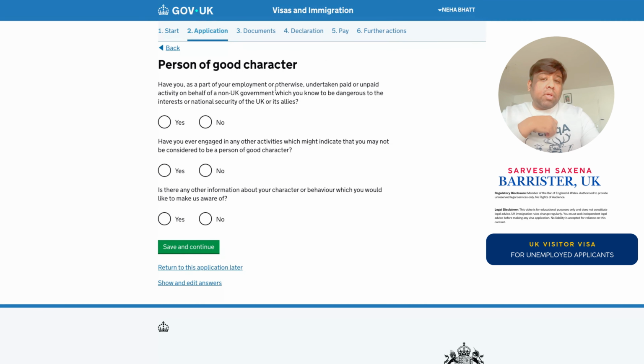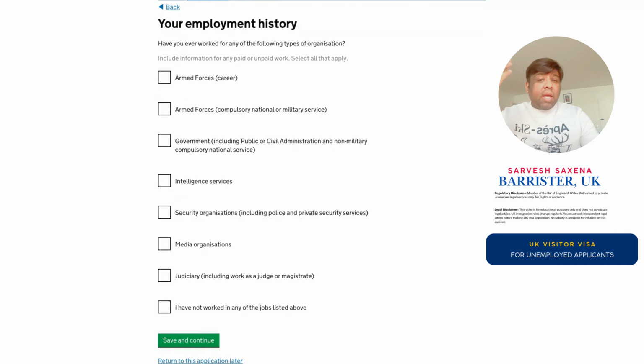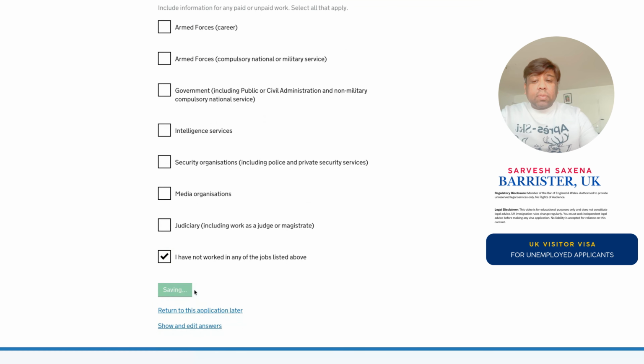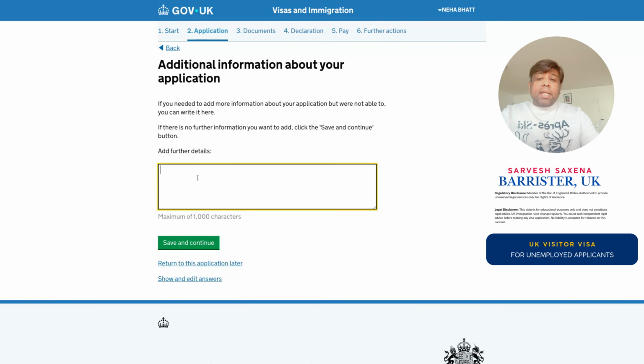Have you, as a part of employment or otherwise, undertaken any paid or unpaid work on behalf of a non-UK government, which you know to be dangerous to the interest of national security? If you work for the government, disclose it. If not, don't. Have you ever engaged in any activity which might indicate that you may not be considered a person of good character? The answer is no. Is there any information that you want to provide which you would like us to be made aware of? The answer is no. Do you have any work employment history for the judiciary, media, intelligence services, armed forces? The answer is no.